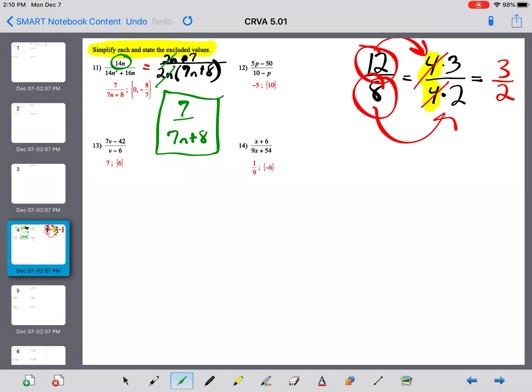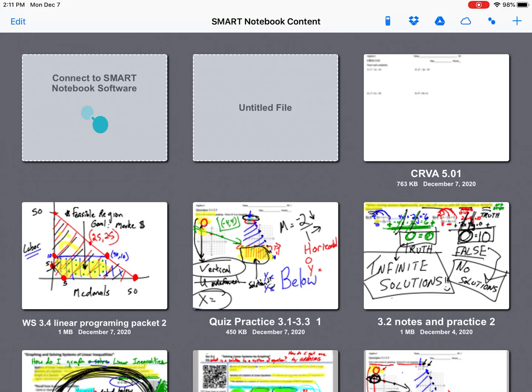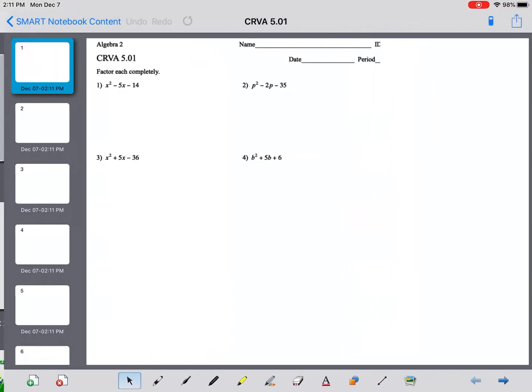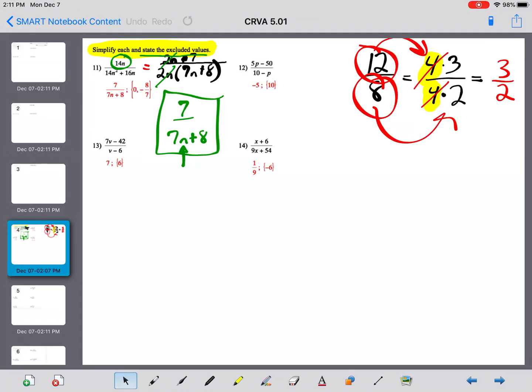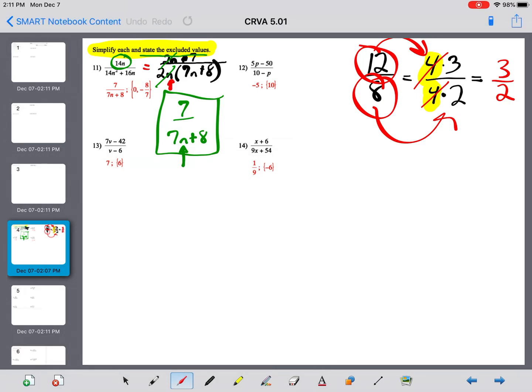Then they also want us to state the excluded values. Whenever there's a variable or variables in the denominator, you need to be careful there because you can never divide by 0. And so, there was an n there that I'm pointing to in green. But there's also really this initial n right here as well. And so you need to state the values that would make the bottom equal 0, and those values can't be part of our solution set.